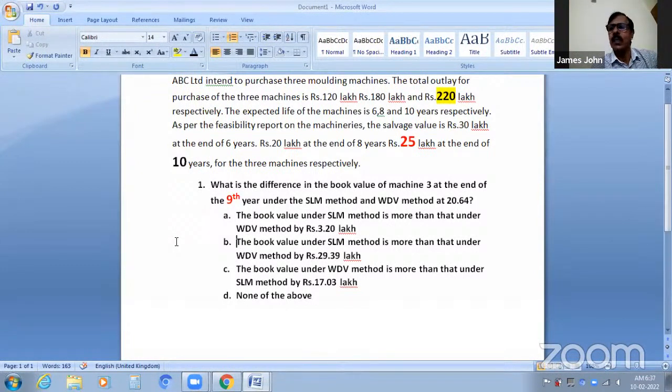And what is the difference? 17.0. So what is the answer? The book value under written down value method is more than that. Sir, actually none of these, no, sir. None of these. Value of SLM is more. Under straight line method, it is 44 lakh, and under written down value method, it is 27.47. Therefore, in straight line method, it is more. The book value under written down value is not more. So the answer is none of them.